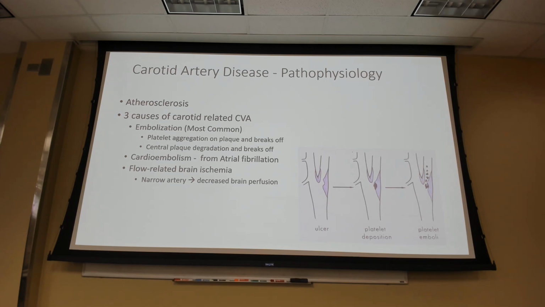And then we also consider AFib, which is the most common arrhythmia, and we see it a lot. Patients a lot of times are asymptomatic and don't know they have it, so that predisposes them to emboli, and that's definitely another cause that we may see CVA. You can also have a narrowed artery with decreased perfusion, certainly another cause for brain ischemia.